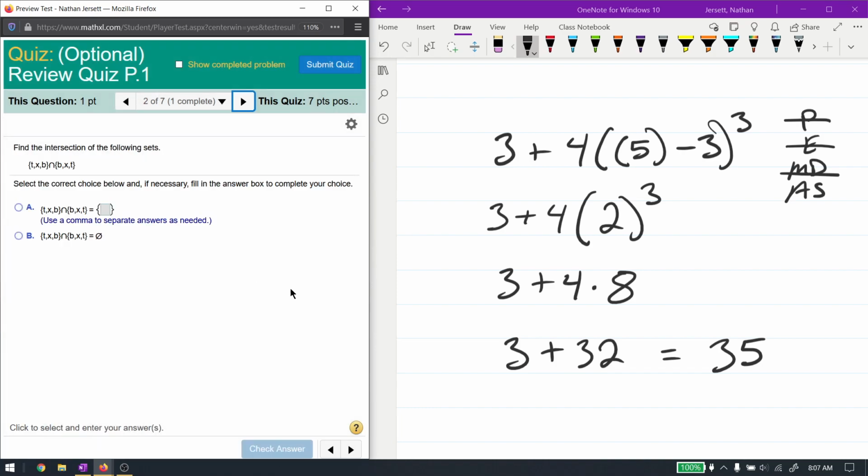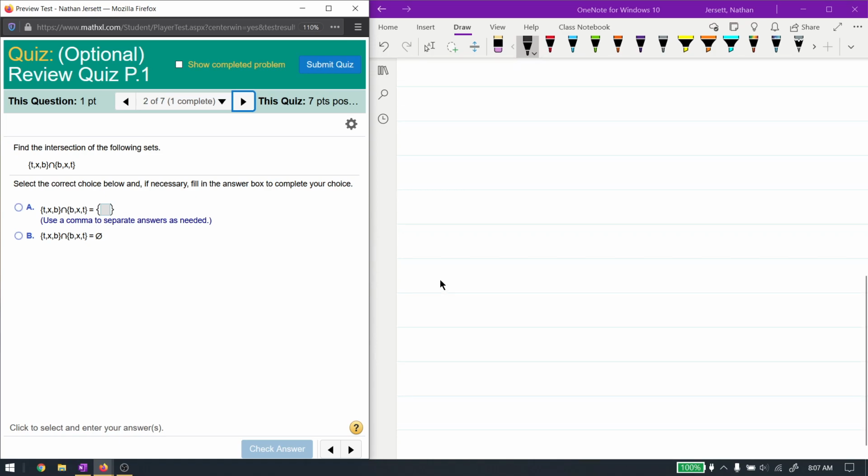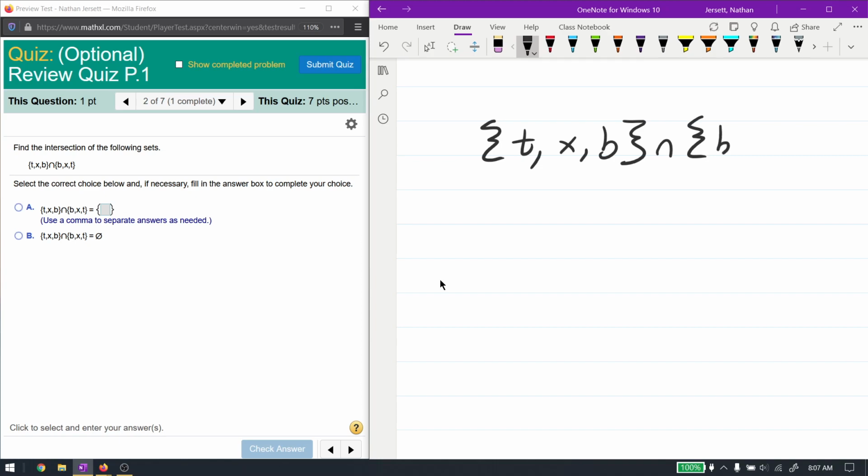Okay, the next one, we are doing an intersection of the following sets. An intersection is asking what is in common in both of these things. We have T, X, B intersected with B, X, and T. So we're asking what's the set with everything that's in common. So T is in both of them, so T will be there. X is in both of them, so X will be in the intersection. And B is also in both of them, so B will be in the intersection.